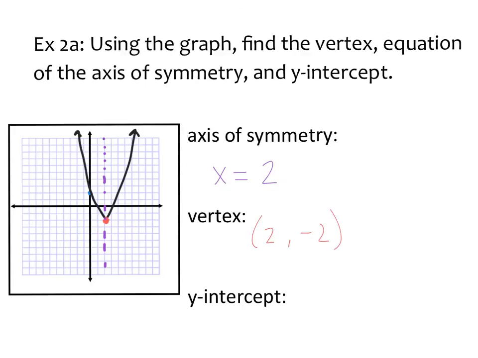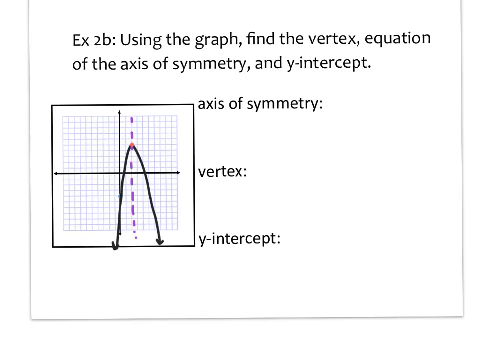The y-intercept is where your parabola goes through the y-axis. If you look, it's in blue, and it's actually up 2 units where you see this line cross the y-axis. So the y-intercept would be in the form of (0, a number), and here it is (0, 2).